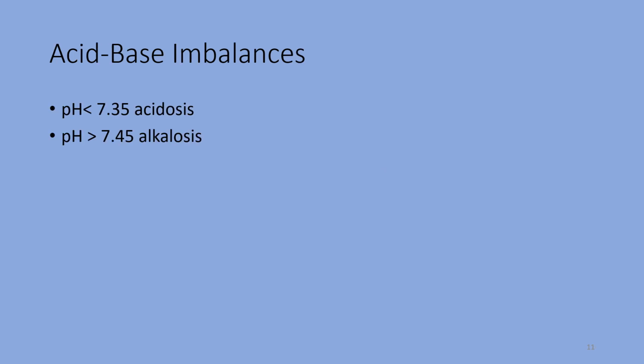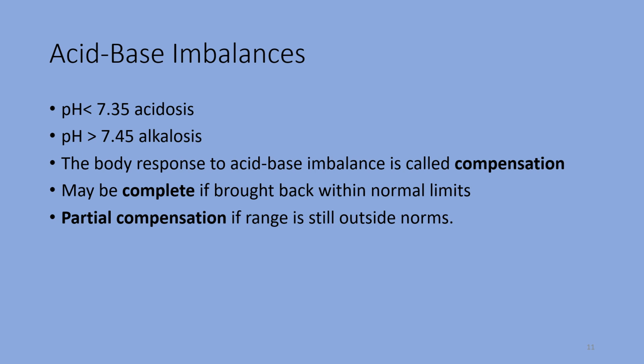If the pH is less than 7.35, it is acidosis. If the pH is more than 7.45, it is alkalosis. The body's response to acid-base imbalance is called compensation. It may be complete, brought back within normal limits, which is complete compensation. Sometimes it is difficult to come back to the normal level, which is called partial compensation.